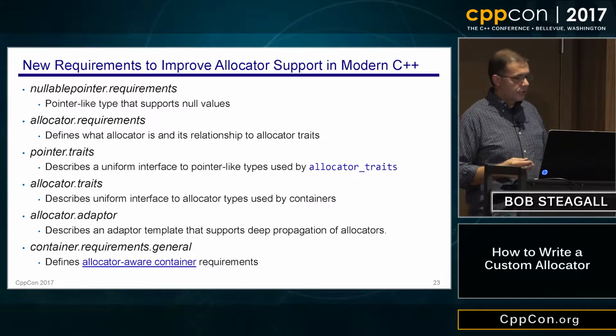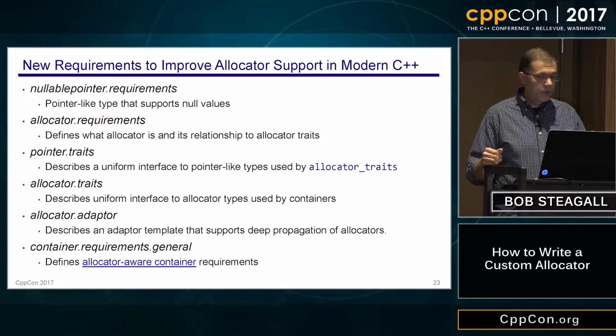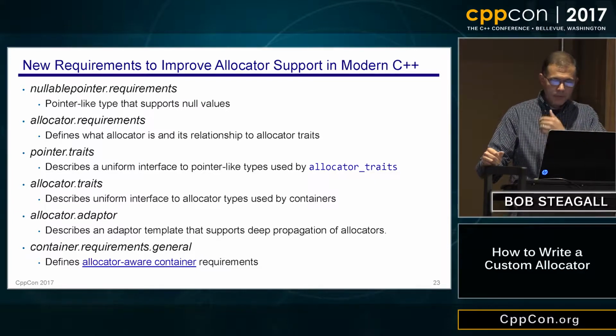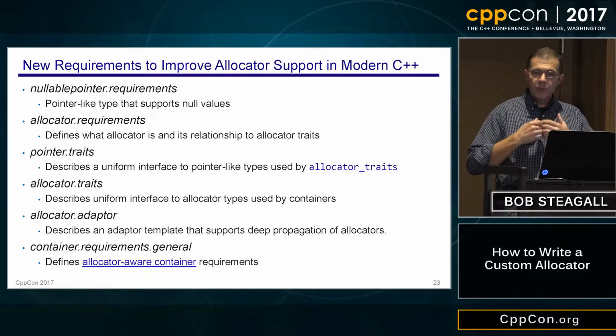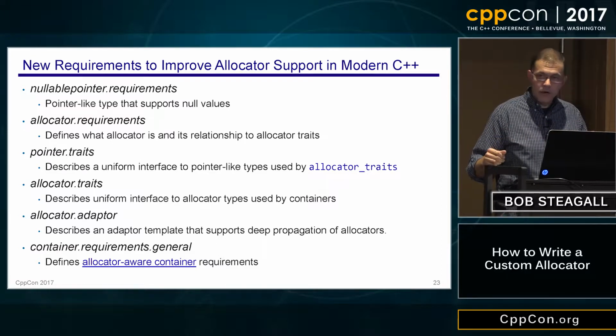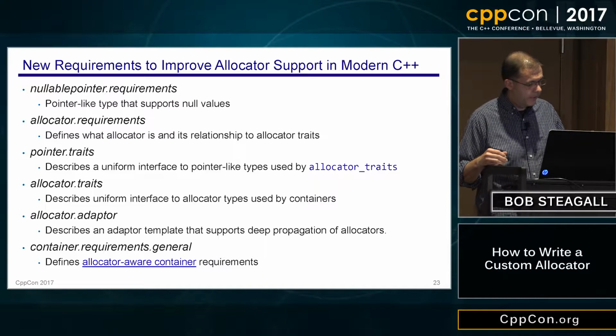We have allocator traits, probably the star of the whole show, which describes a uniform interface to allocator types that are used by the containers. We have this thing called a scoped allocator adapter that's described in the allocator.adapter section, which helps setting up those nested hierarchies of standard containers and supports deep propagation of allocators.